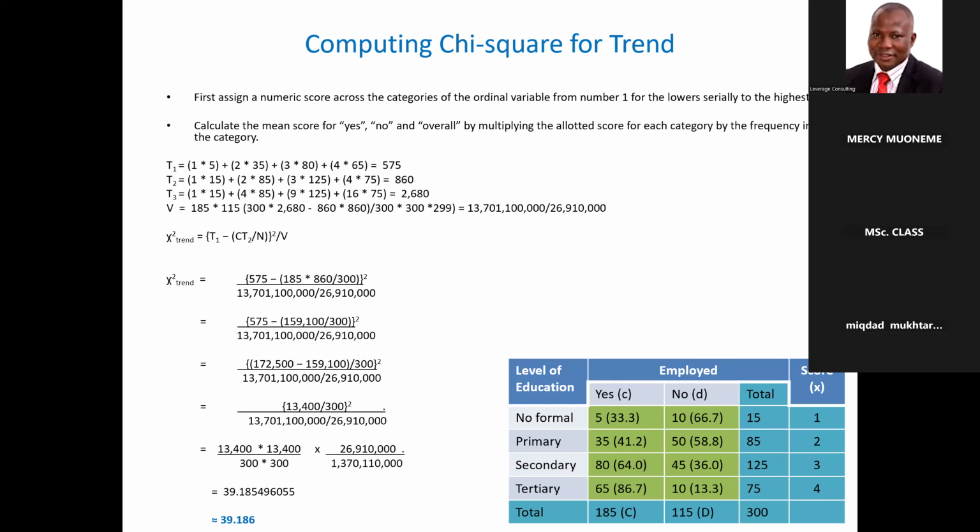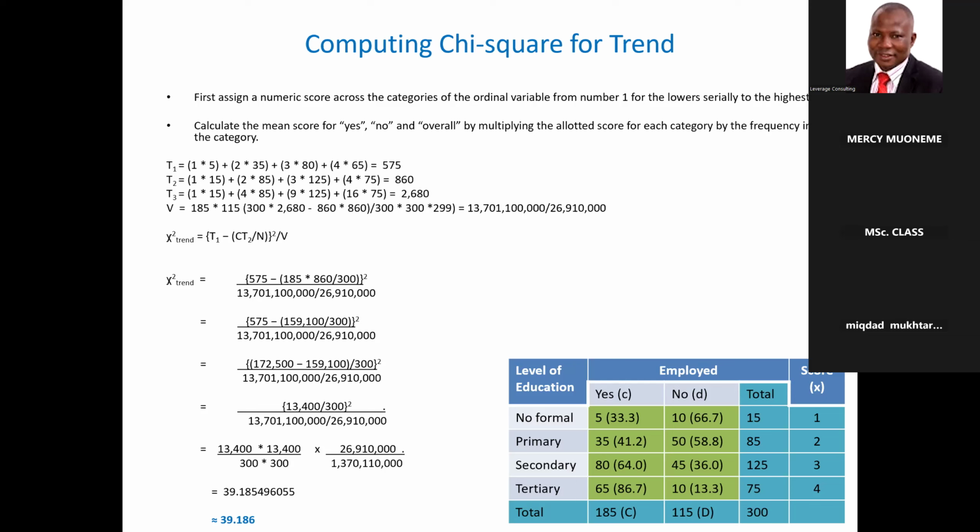So the calculation is very rigorous. That's what I calculated, how you calculate it. Eventually, it gives you the chi-square 39.18. Now, the degree of freedom for chi-square for trend is usually 1. Forget about the number of categories. It's 1. For chi-square for trend, the degree of freedom is usually 1.